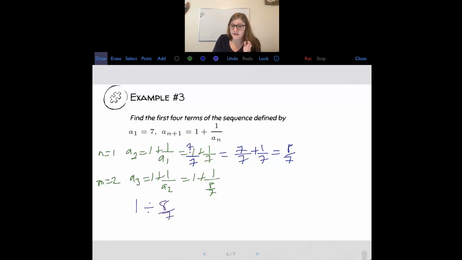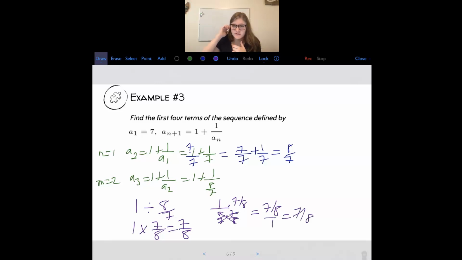When we divide fractions, we keep the first one, we change the sign to multiplication, and we switch the numerator and denominator of the second. So this can become 1 times 7 over 8, so it's just 7 over 8. The other thing you could do is, since 8 over 7 is in the denominator, you can multiply by the reciprocal on the numerator and denominator. So 1 times 7 over 8 is 7 over 8, and over here, the bottom just becomes 1.